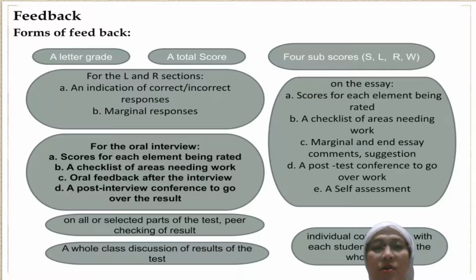And then on the essay, score for each element being rated, masing-masing elemennya misalnya dari aspek vocabulary, what else, grammar, and then coherence and cohesion. And then a checklist of areas needing work. Okay. Checklist for example, checklist yang dinamakan coherence itu apa aja sih? It is relevant and something like that. And then marginal and essay comments or suggestion. Marginal and essay comments or suggestion itu biasanya di ujung dari essay atau komennya.